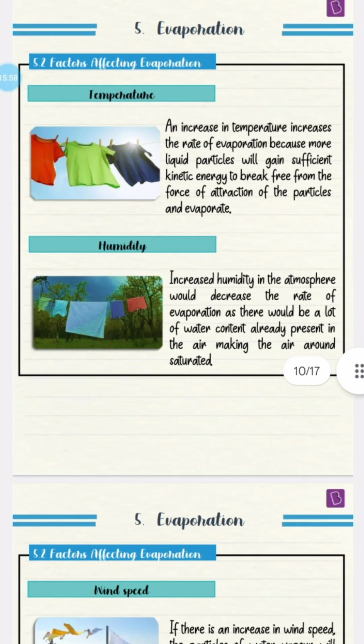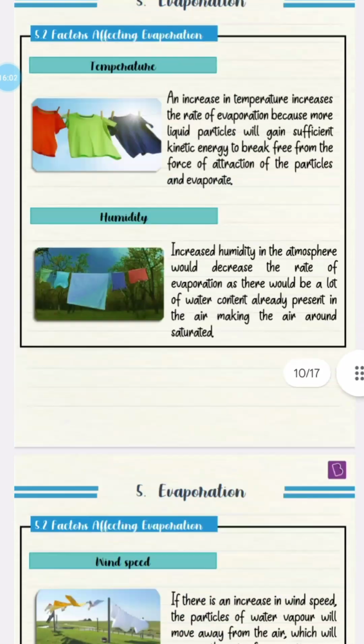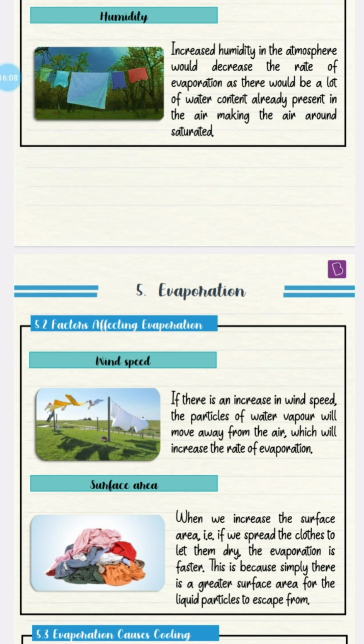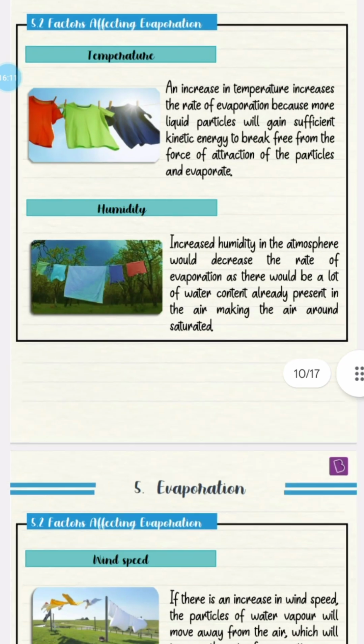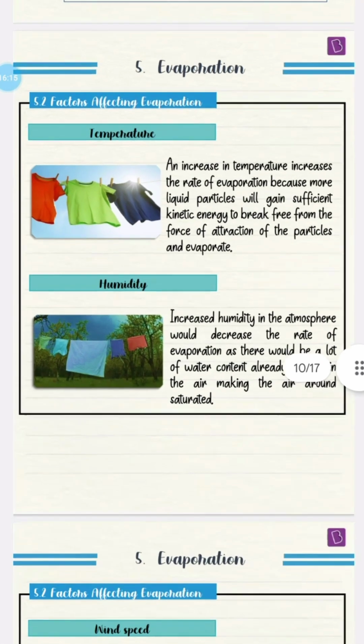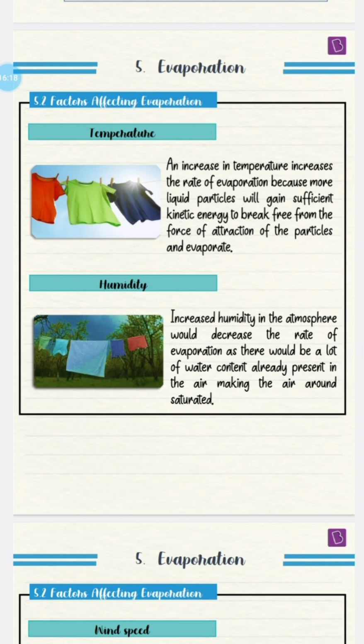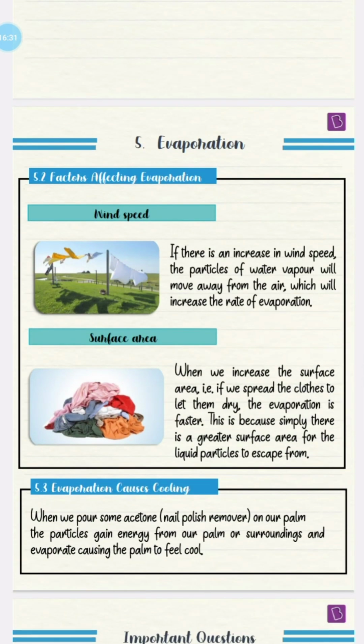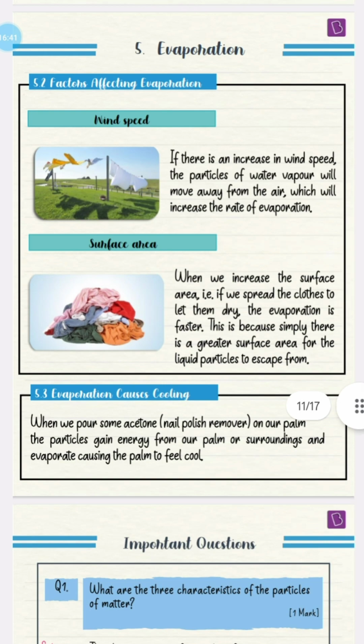Now the factors affecting evaporation: temperature, humidity, wind speed and surface area. Evaporation is directly proportional to temperature, wind speed and surface area, whereas it is inversely proportional to humidity. We know very well that evaporation increases with temperature. When we dry our clothes in summer, when the temperature is high, our clothes dry faster, right? And when the wind speed is fast, the particles of water vapor move away from the air fast, and hence there is an increase in the rate of evaporation.